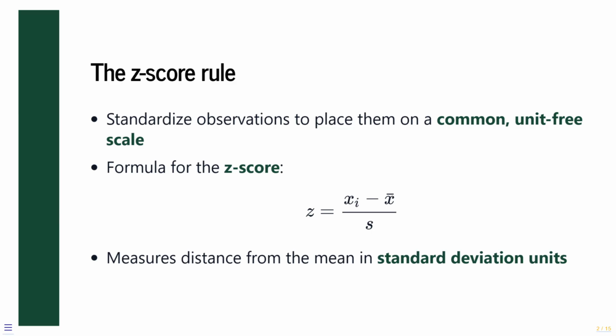To standardize a value, we compute the z-score, first subtracting off the mean and then dividing by the standard deviation. Here, xi is the observation, x bar is the sample mean, and s is the sample standard deviation. The numerator measures how far the observation is from the mean, and dividing by s rescales that distance in units of standard deviation. So instead of saying this value is 10 units above the mean, we can say this value is 2 standard deviations above the mean. That makes interpretation much more meaningful and allows comparisons across different contexts.